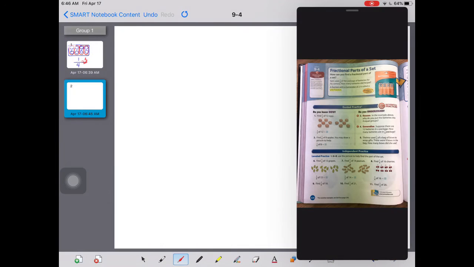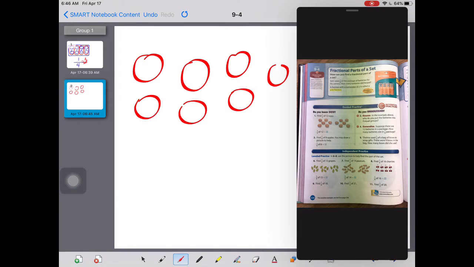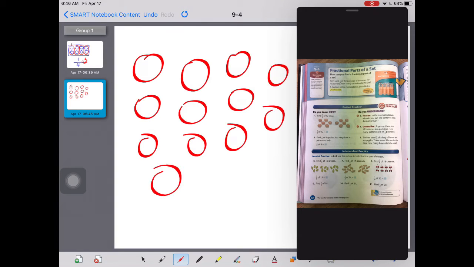So now let's take a look at problem number 1. Problem number 1 gives you 12 eggs. All right, well, let's do the 12 eggs. 1, 2, 3, 4, 5, 6, 7, 8, 9, 10, 11, 12. Boy, what a mess I made, huh? But you want to find out what's 1/2 of 12.